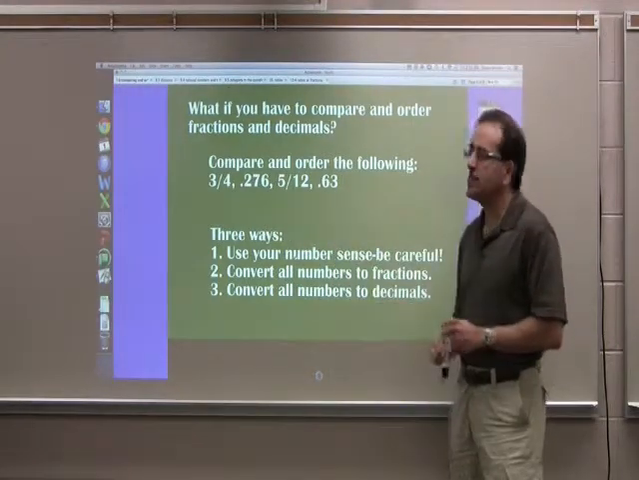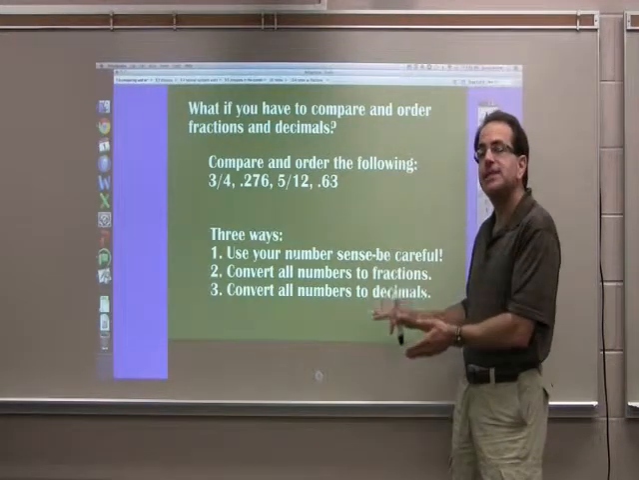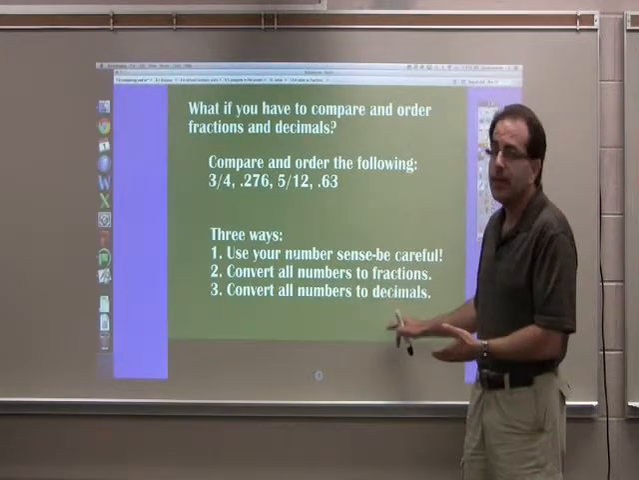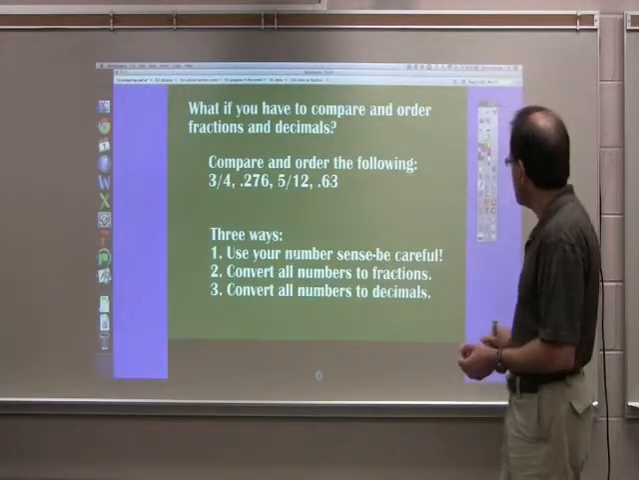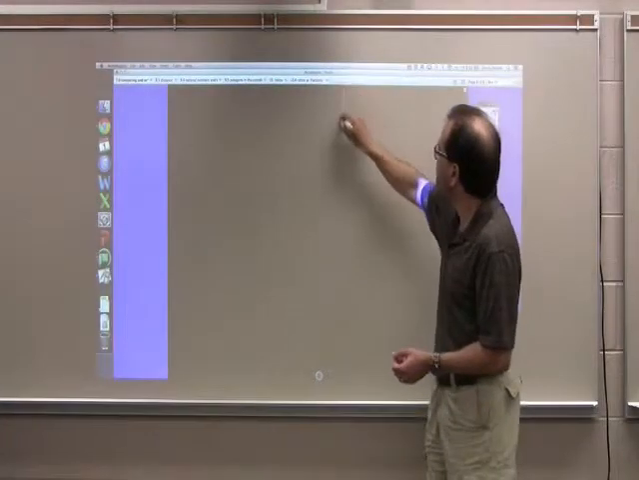Convert all numbers to decimals. In my opinion, this is the easiest to do because then it's the easiest to make your comparison. And of course, especially if you're using a calculator, it's a piece of cake. All right, so let's take a look at completing this problem.